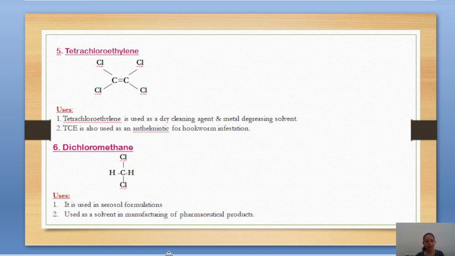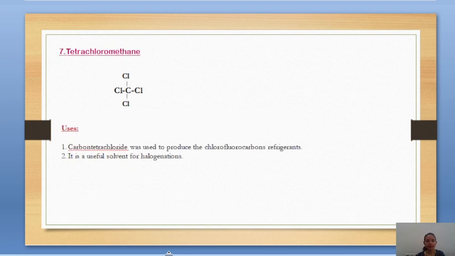Then the next compound is dichloromethane. The dichloromethane structure is given and its uses are like, it is used in aerosol formulation. Then it is used as a solvent in manufacturing of pharmaceutical products. Definitely a very important use of dichloromethane. It has very important use in aerosol formulation, and also it is used in manufacturing of pharmaceutical products. Then the last compound is tetrachloromethane.